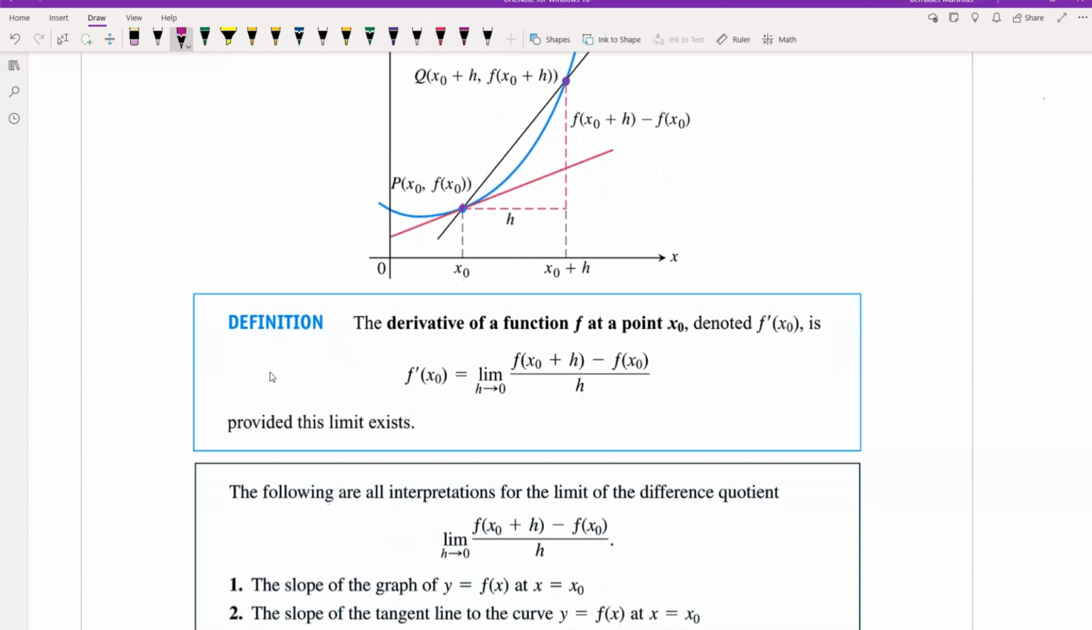So the derivative of a function f at the point x naught, denoted f prime of x naught, is equal to the limit as h approaches 0 of f of x naught plus h minus f of x naught divided by h. So this is the derivative of a function.